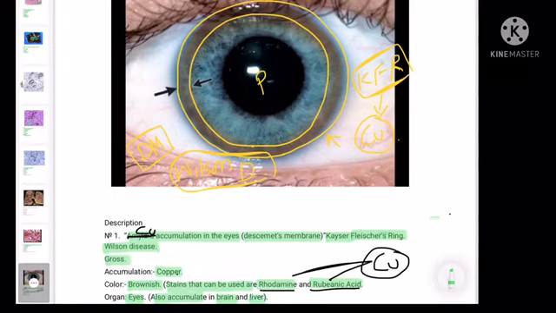If it accumulates in the brain, that leads to chorea or some abnormal movement, lack of coordination of the movements, and in the liver, it causes cirrhosis of the liver.